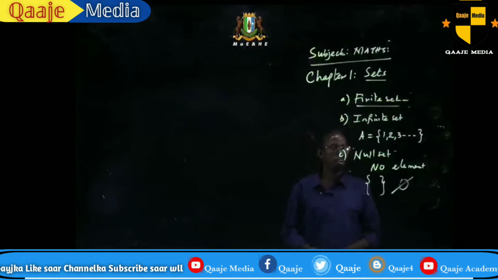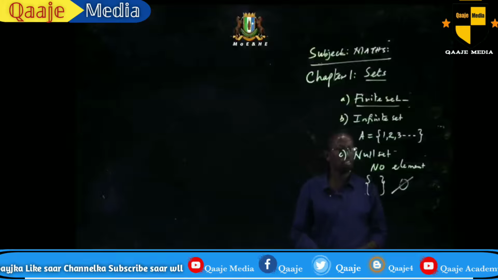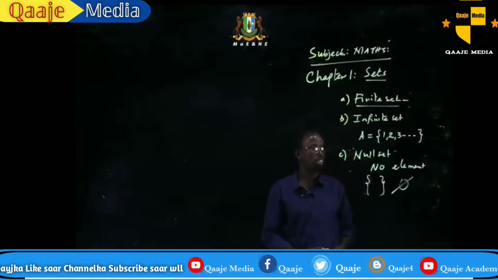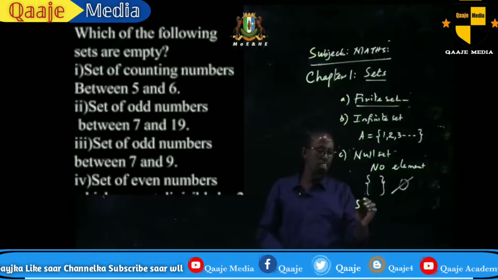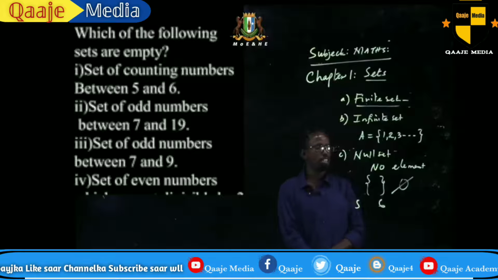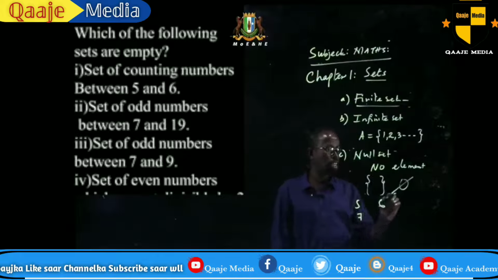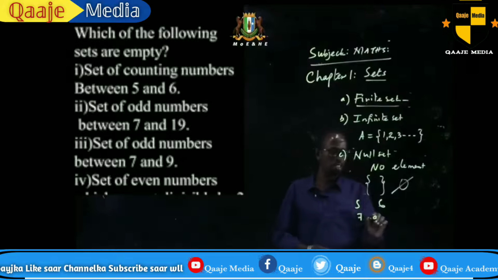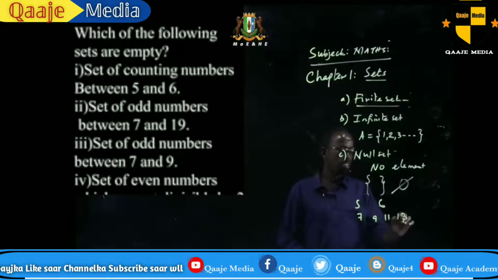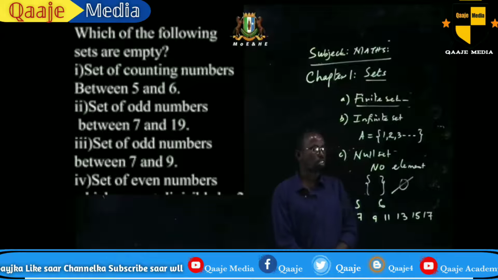Exercise now. Example: which of the following sets are empty? Set of counting numbers between 5 and 6. There is no number between 5 and 6, so therefore this one becomes an empty set. Set of odd numbers between 7 to 19. The odd numbers will be 9, 11, 13, 15, and 17. So therefore, this one is not an empty set.